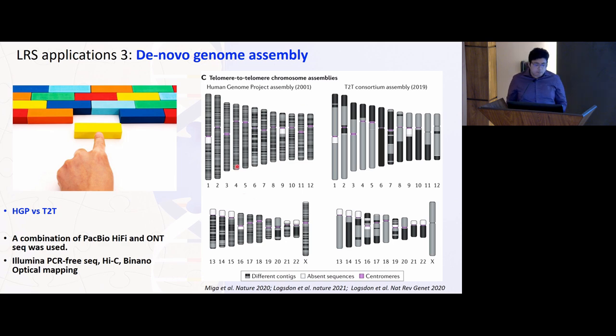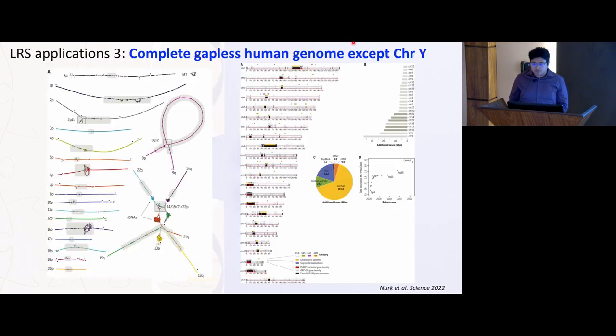You can see the number of contigs that were there in 2001, which means the number of gaps that were there in 2001. Whereas in 2019, X was gapless. This was the first gapless chromosome to be sequenced. The other chromosomes still had some gaps to be filled. And in 2022, as Nikhil sir has already shown, we now know that except chromosome Y, all chromosomes are gapless.